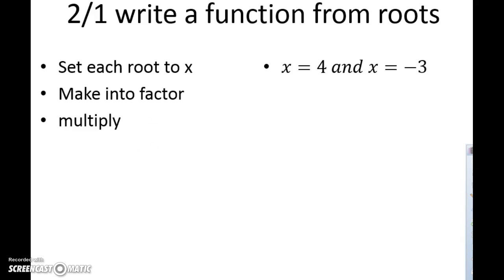All right, so here's what we've got going on here. We're going to write a function if these are the roots or these are the x-intercepts. Do you see where we are?